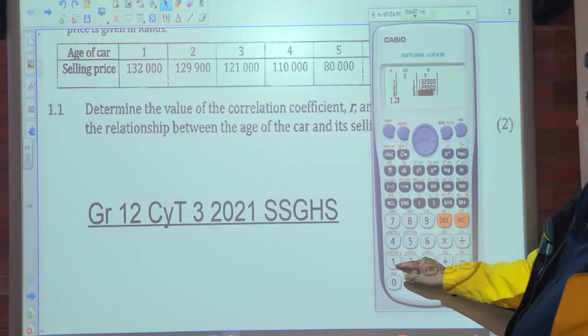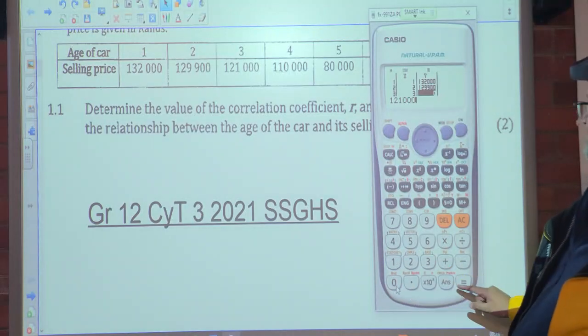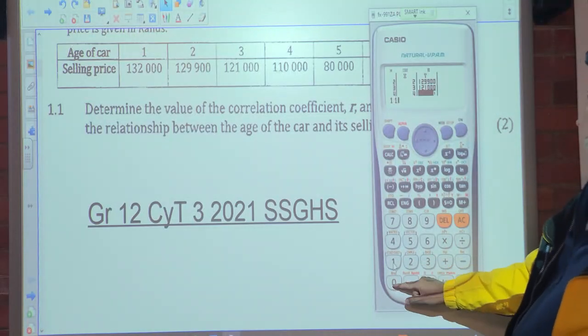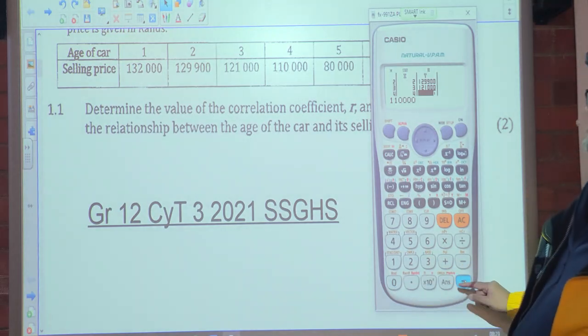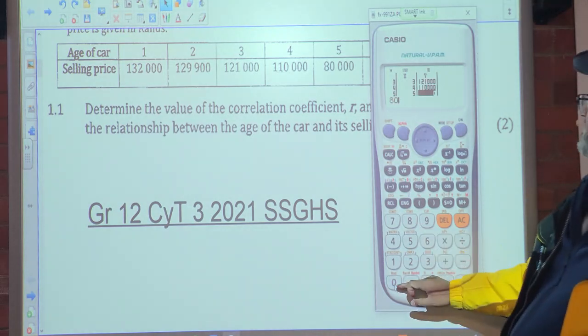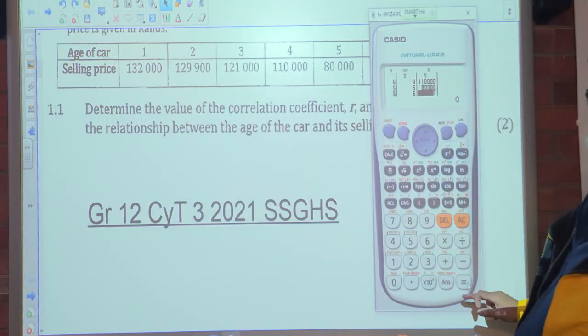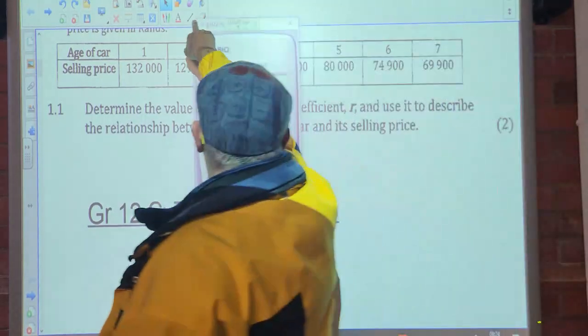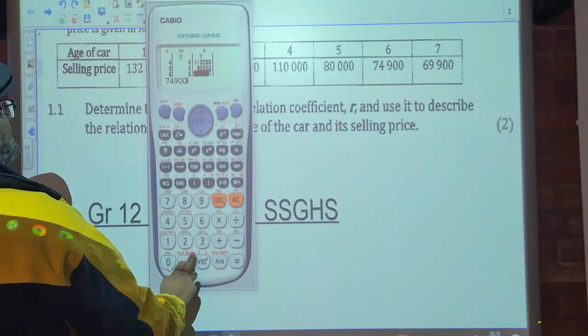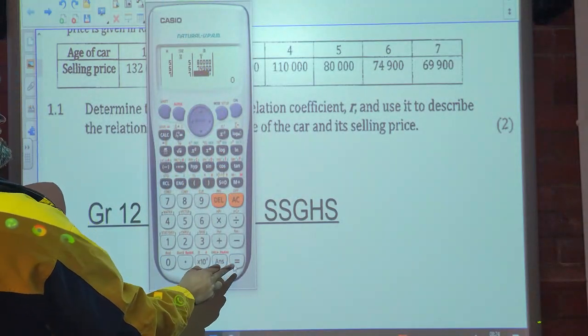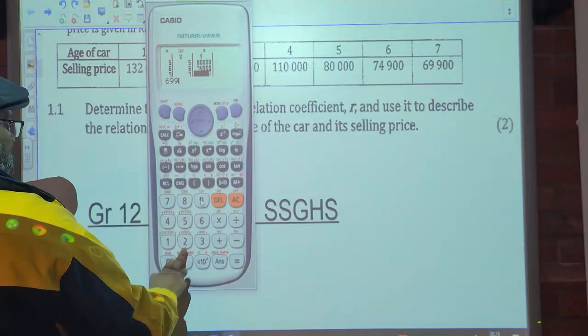The next one is 121,000. The next one is 110,000. The next one is 80,000. Number 6 is 74,900. Number 7 is 69,900.